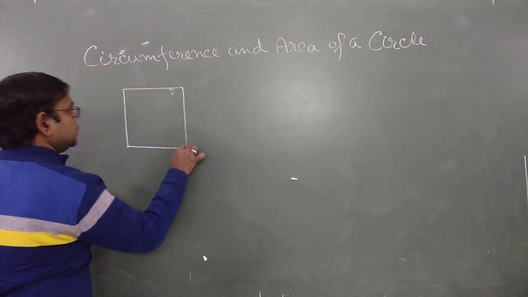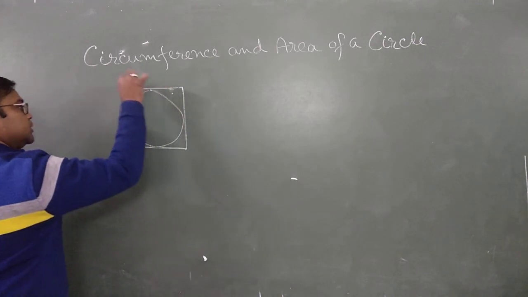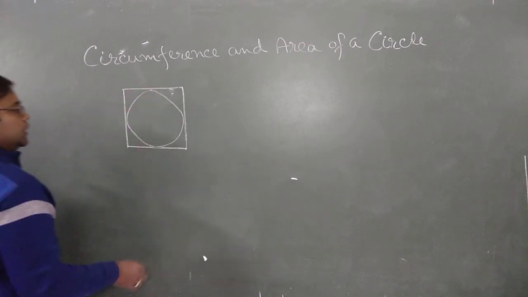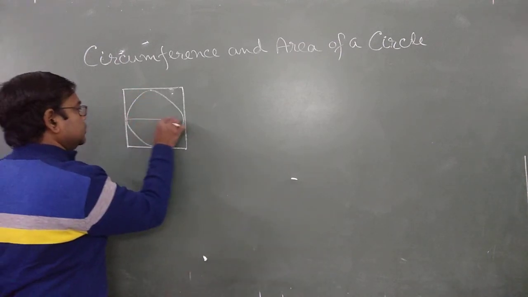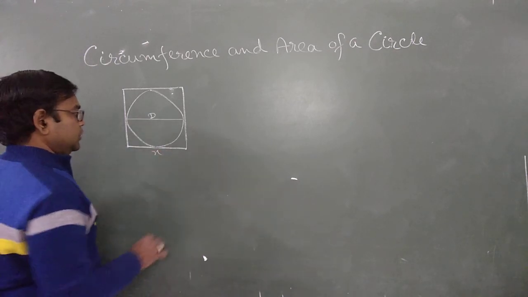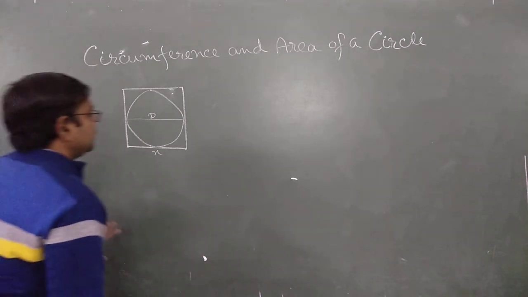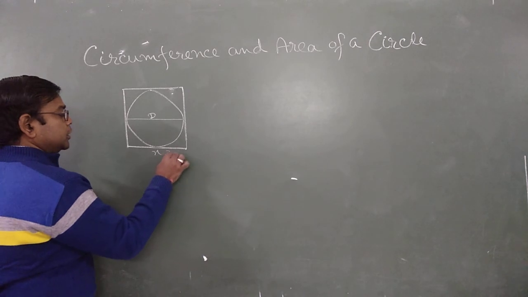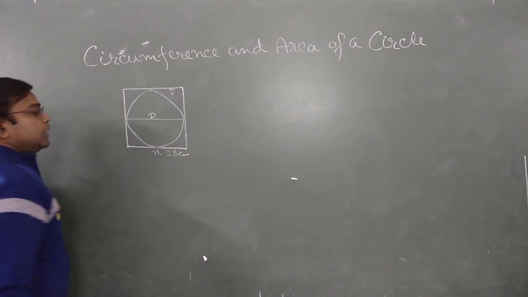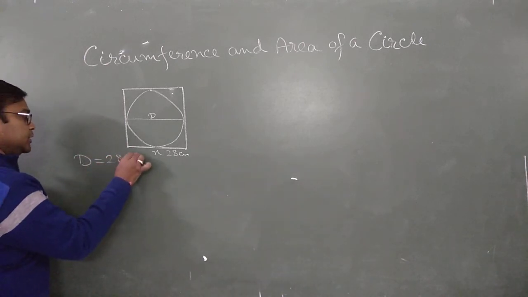Clear? Enclosed in a square, the largest circle is the circle which touches the sides of the square. Means what? The diameter of the circle D is equal to the side of the square, D equals x. The question says: find the area of the largest circle enclosed in a square of side 28 centimeter. So in this case we have diameter equals 28 centimeter.